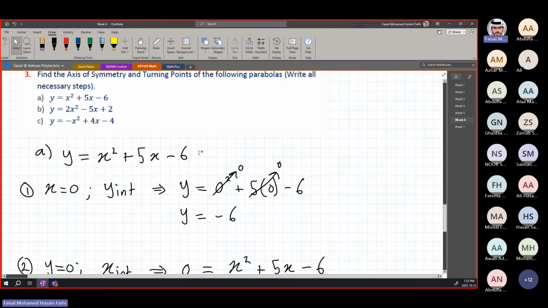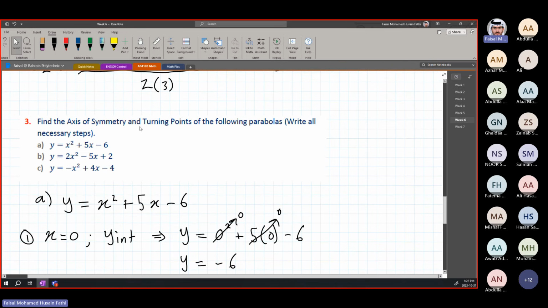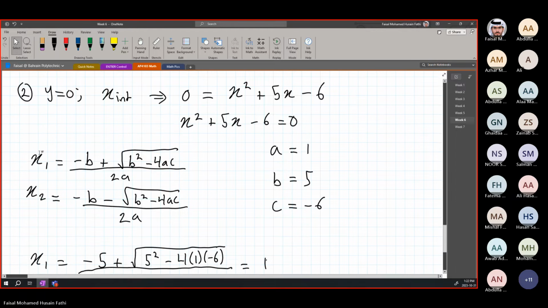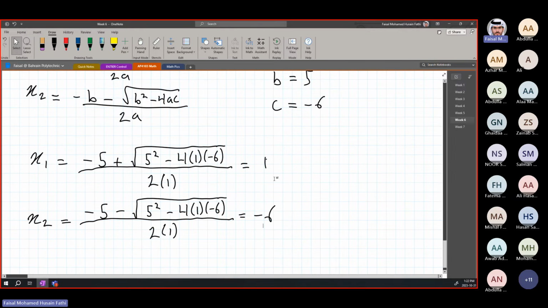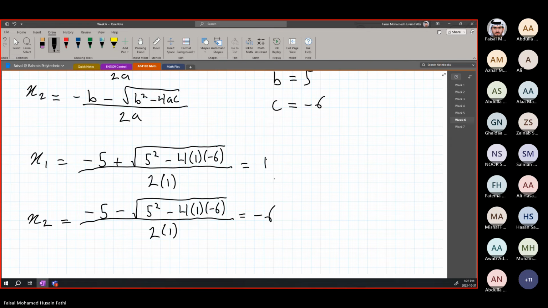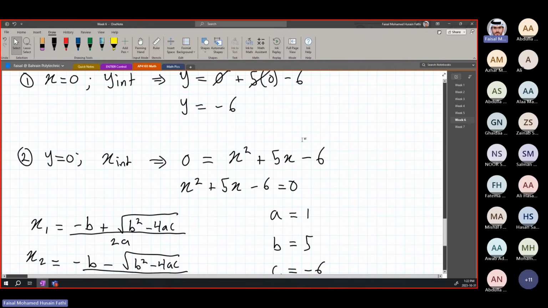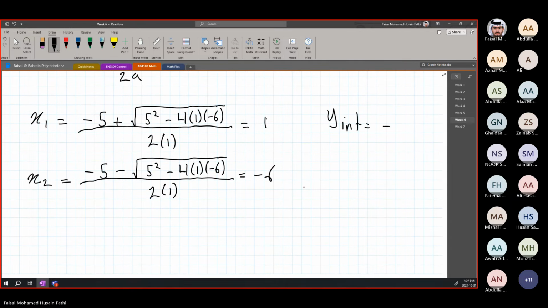If you notice in the question, it just says find the axis of symmetry and turning points of the following parabolas. But I'm solving part A completely, and I want to plot it just so you guys have an idea of how the plotting works. Now, we finished step 1 and step 2. We found our y and x intercepts. The y-intercept is equal to minus 6, and the x-intercepts are equal to 1 and minus 6.